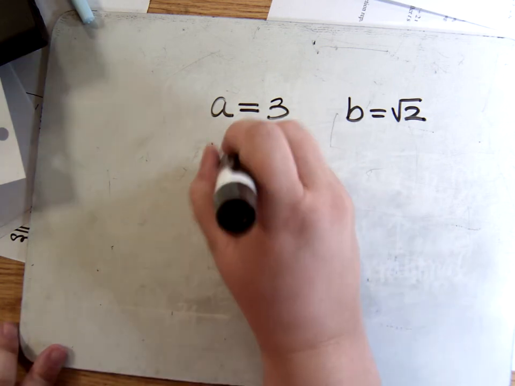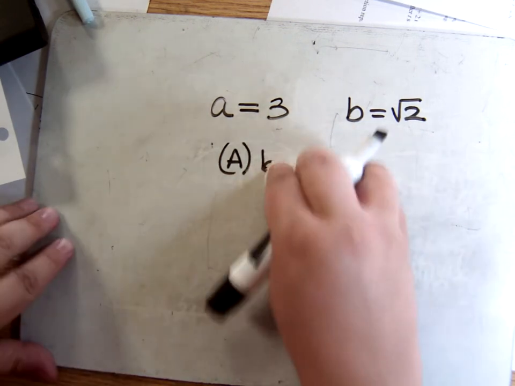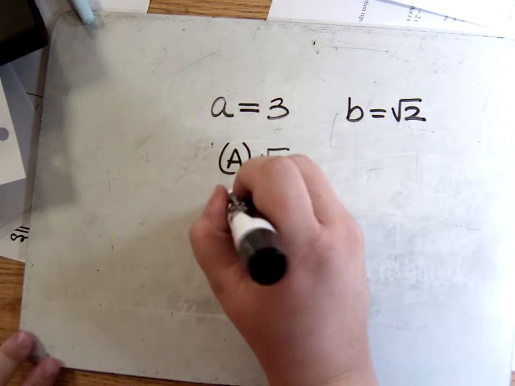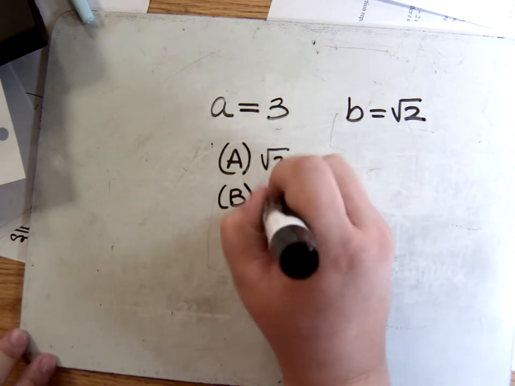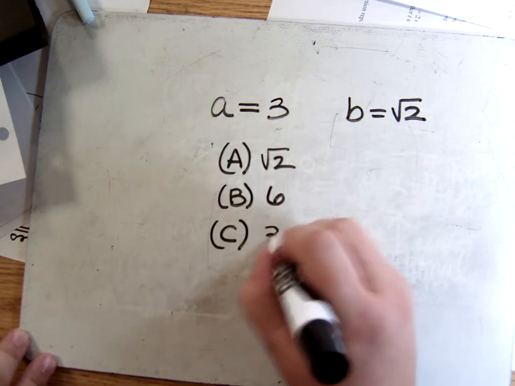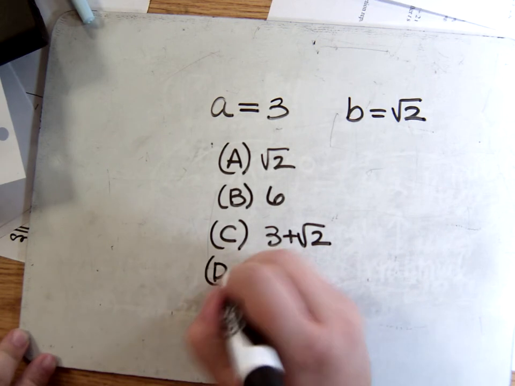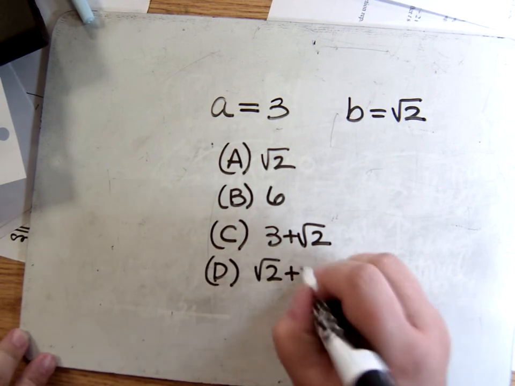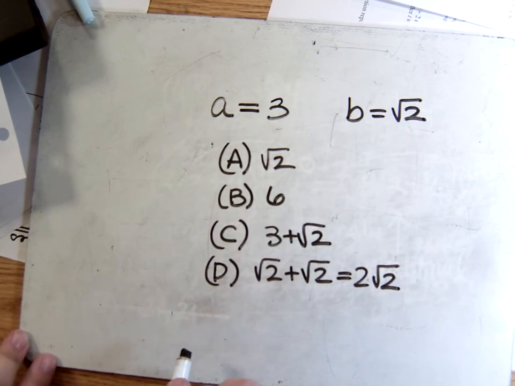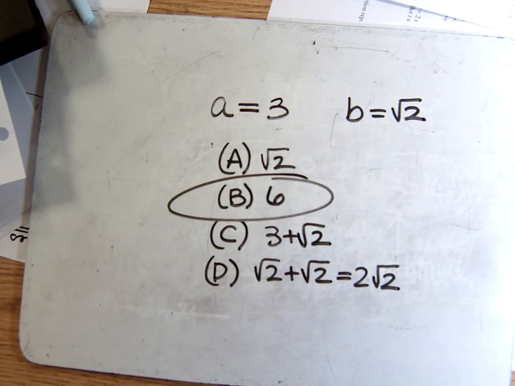B plus 0. No. Square root of 2 plus 0 is still square root of 2, so no, that's not rational. A plus A. 3 plus 3 is 6. A plus B. 3 plus square root of 2 is just 3 plus square root of 2. B plus B. Square root of 2 plus square root of 2 is 2 square roots of 2. The only one here, it says which one must be rational. Only one of them is rational. That's B.